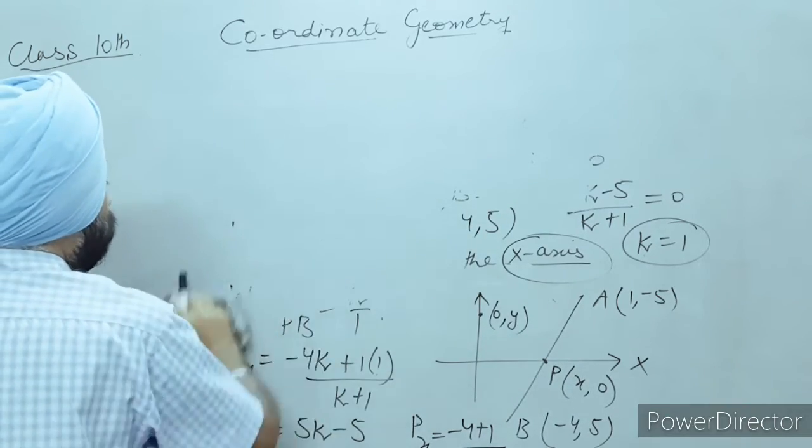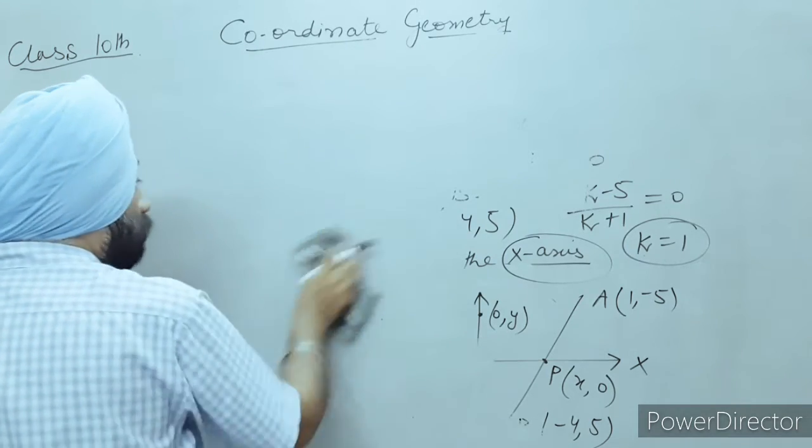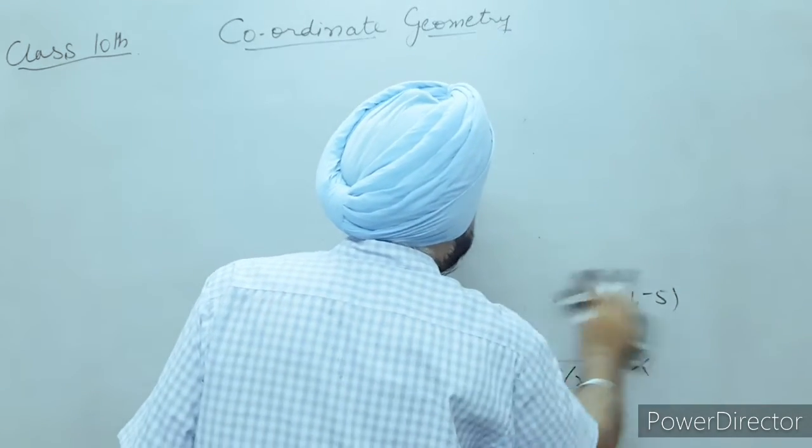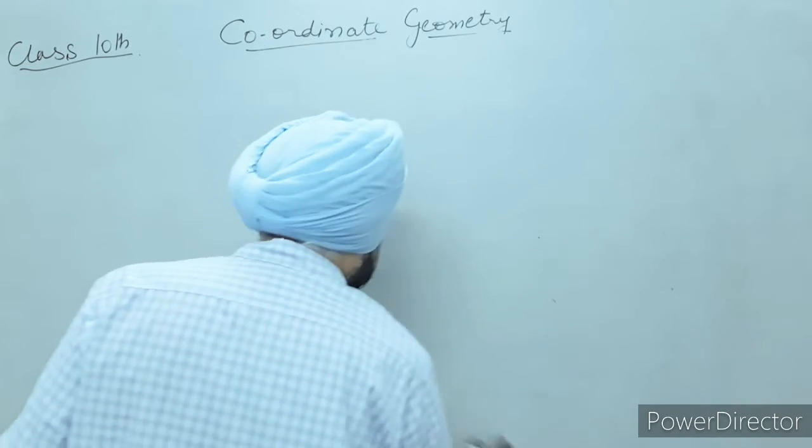Remember once again, any point on the x-axis is x comma 0 and any point on the y-axis is taken as 0 comma y.